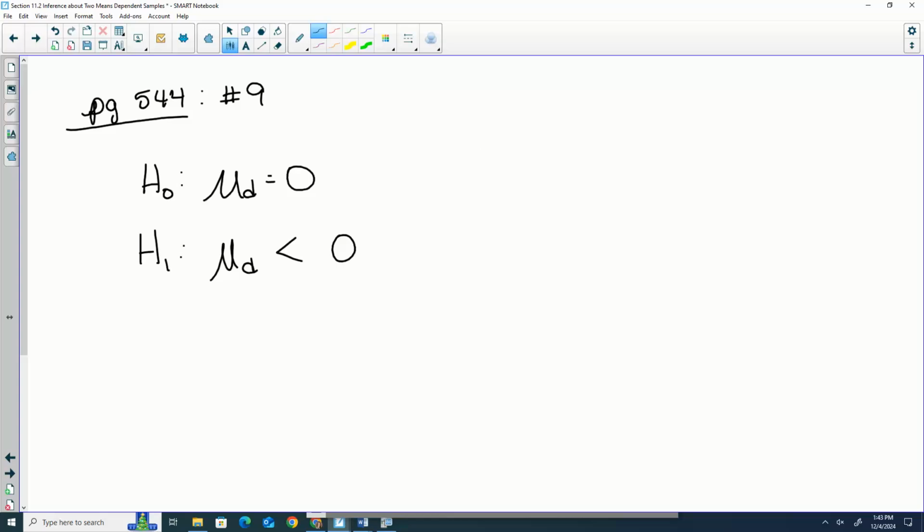Because we did our difference, SUV minus car, list 1 minus list 2. If the car is more expensive, we would get a negative value. So if your L2 is bigger, that would be less than 0. Does that make sense to everyone?